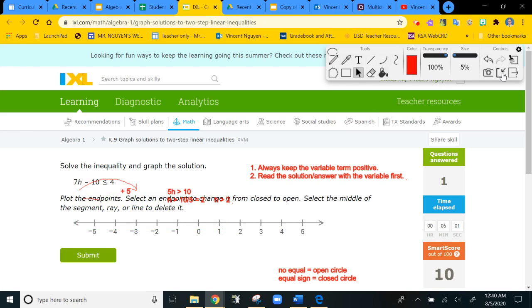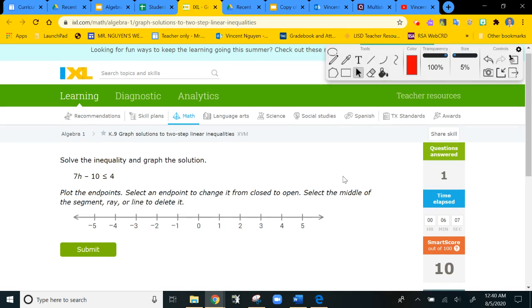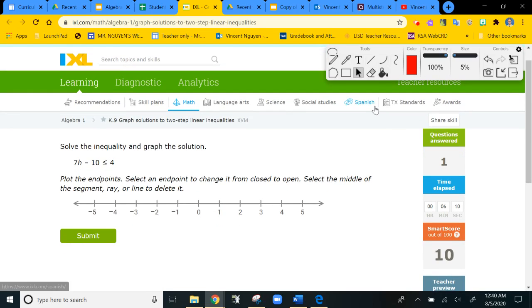Okay, so a lot of the students are going to forget one of these things, and then they're going to be penalized because the program is going to count their answer wrong. So, all right, let's take a look at this one. Okay, so let's see what we are moving. H is already positive, so we need to move the -10, right? So when you move the -10, it's going to become positive. So I'm doing the inverse operation, so I'm going to be adding 10. Okay, and then I'm going to simplify my inequality. I get 7h is less than or equal to 4 plus 10, which would be 14.